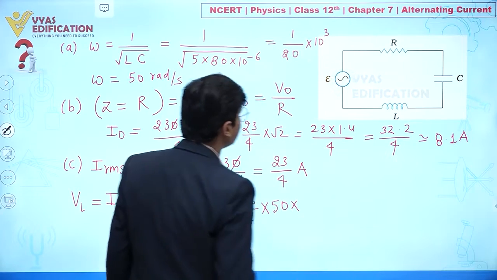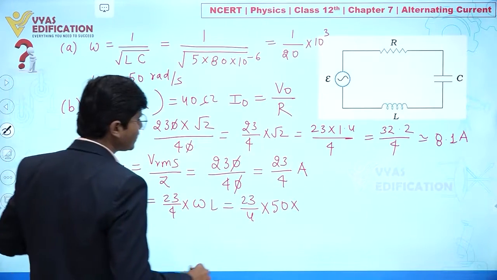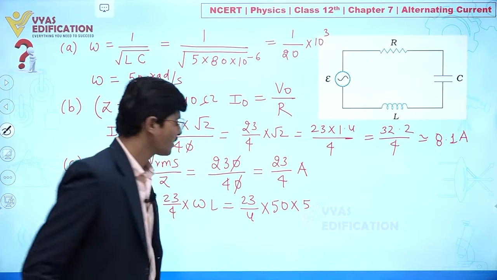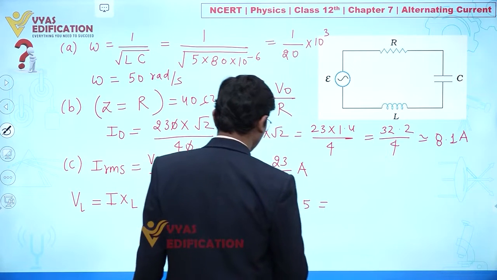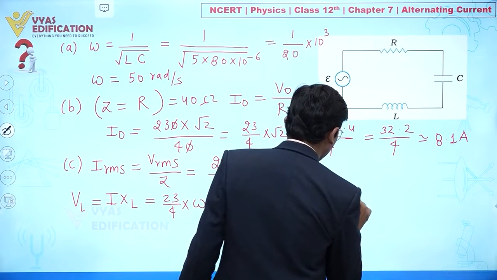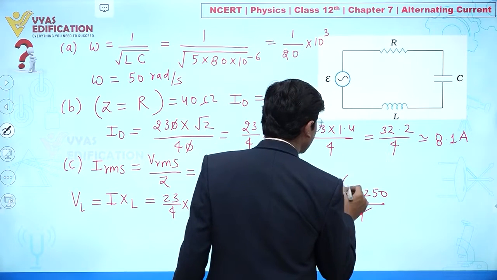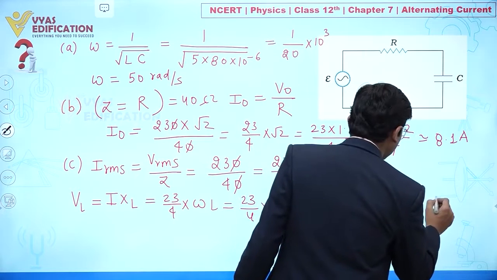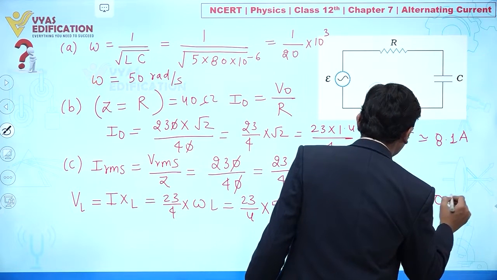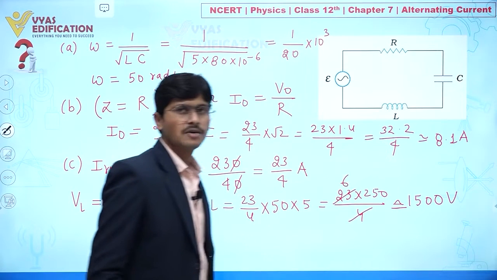And what about L? The value of L is given as 5 Henry. So if you multiply it, this is 250. So 23 multiplied by 250 divided by 4. Approximately this is near about 6. So from here we are getting near about 1500 volt. Near about 1500 volt.